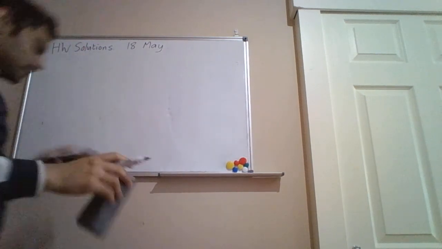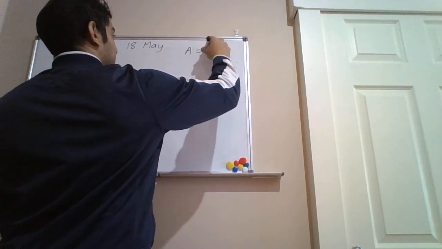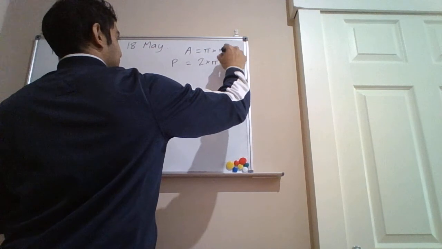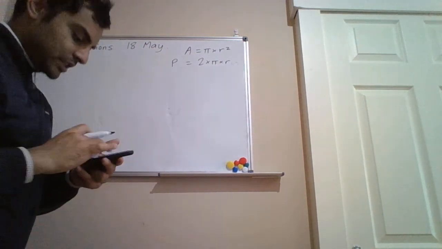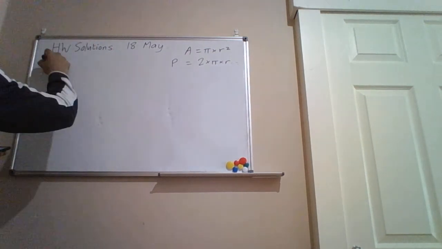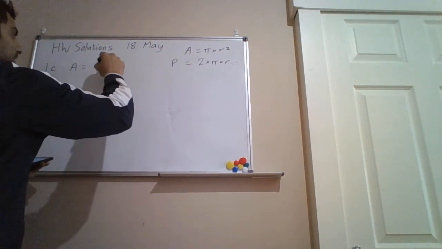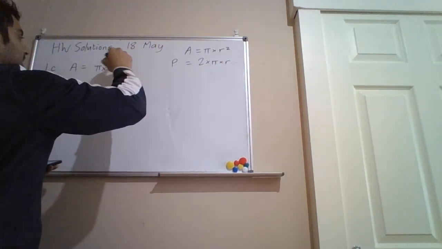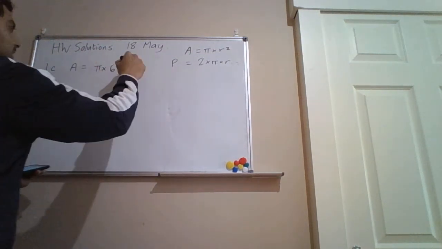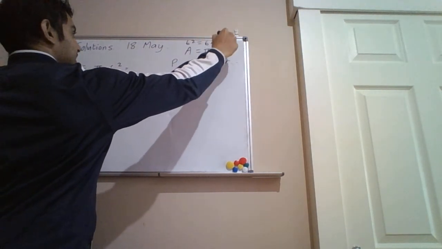Okay, now for the circles, let me rewrite it. Area equals pi times r squared. Perimeter equals 2 times pi times r. And I'm not going to write circumference. So let's start with the area for 1C. Area equals pi times r squared. So we're just going to plug in the value of 6 where we see the r. So we're going to have pi times 6 squared. Okay, so 6 squared is 6 times 6, which is 36.